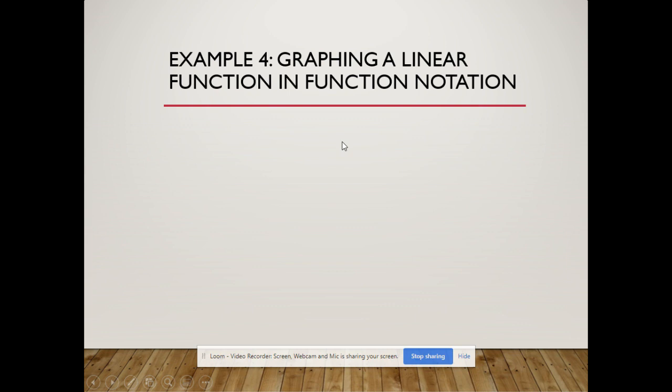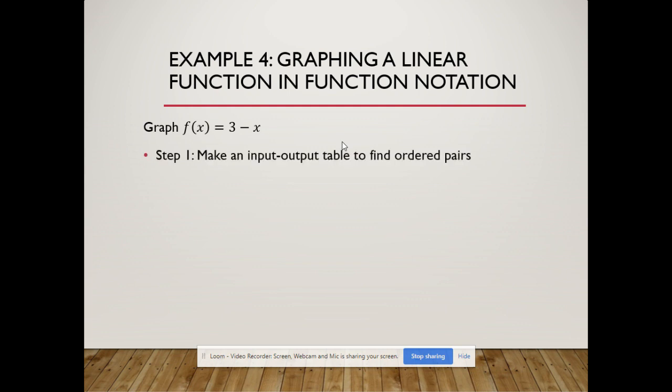Graphing a linear function in function notation. So here's our function, f of x is equal to 3 minus x. We're going to make an input-output table to find the ordered pairs. If we're trying to graph it, then I want to know the x value, I want to know the y value. Well, it's clear which one is x, and in place of y, I'm just putting f of x.